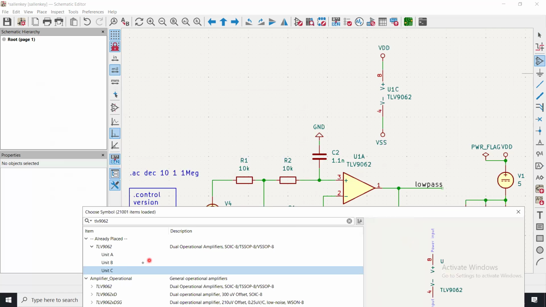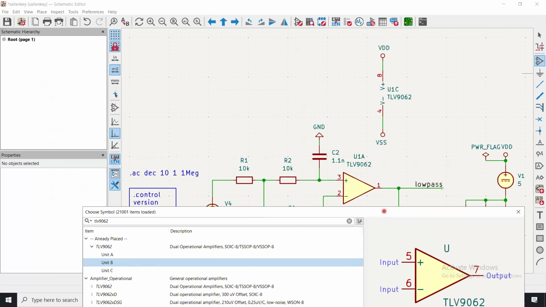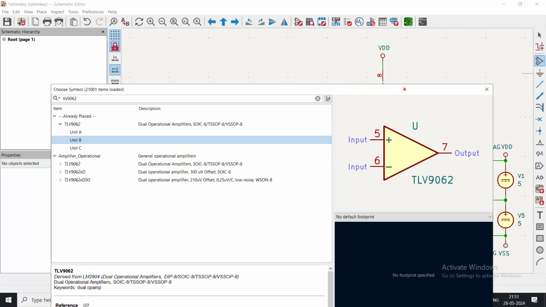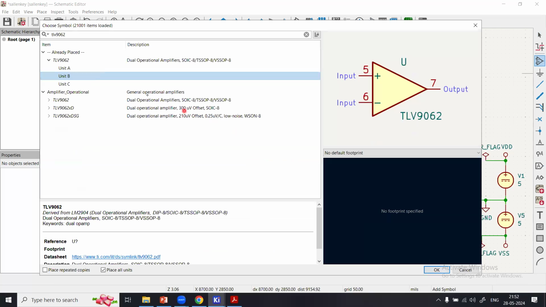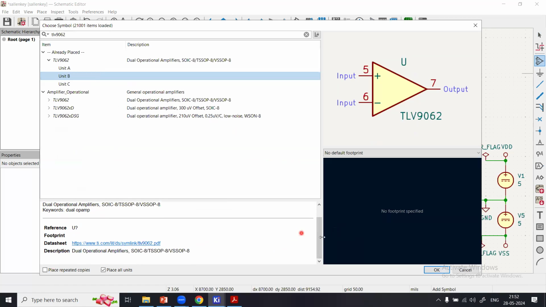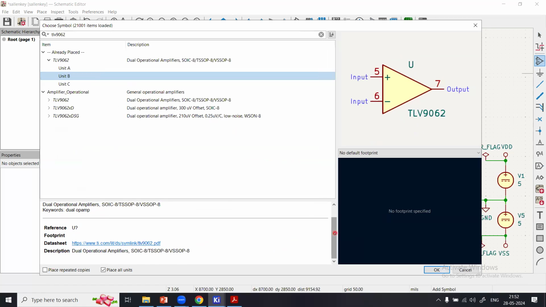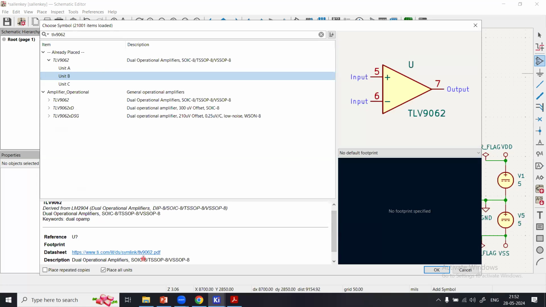So if I want a second op-amp also, I will just click OK. Is there any other information for that? It gives the manufacturer information. Then there is a datasheet available from the manufacturer. You can click here if you want to see the gain, bandwidth, offset voltage, and so many other parameters such as slew rate, common mode rejection. Otherwise just say okay.